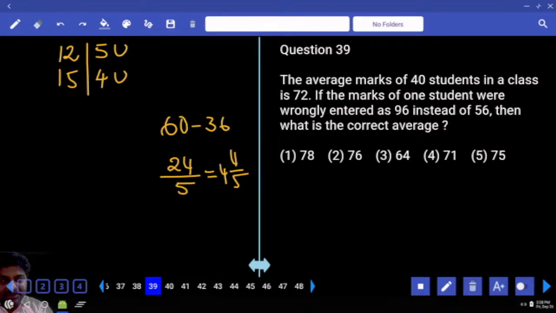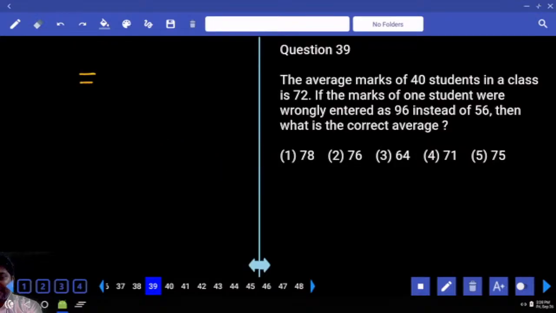The average marks of 40 students in a class is 72. If the marks of one student were wrongly entered as 96 instead of 56, then what is the correct average? Original average given in the question was 72. If you want to calculate the correct average, you need to make changes here. Original marks are 56, wrongly entered as 96.